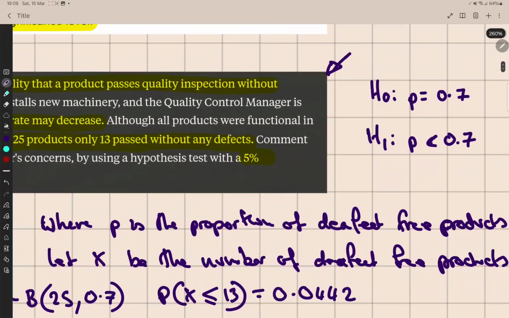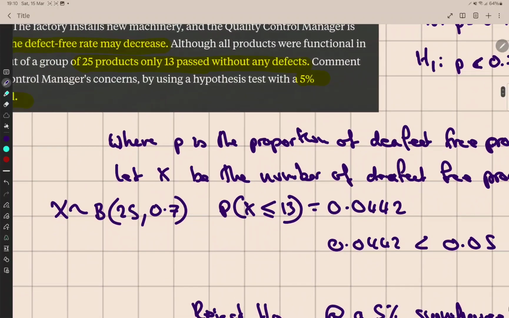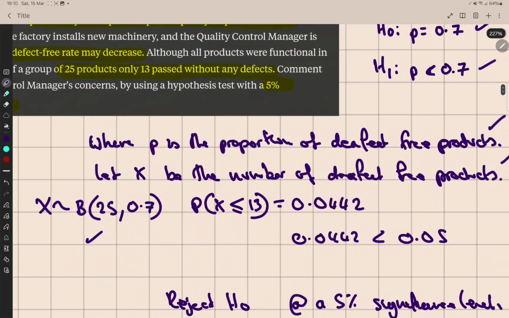I'll go further and state, for this example, where p is the proportion of defect-free products, and I'll let X be the number of defect-free products as part of my test statistics. So I will hopefully have that sorted, these two, just to cover myself. Then I'll outline my distribution. So my X, being my discrete random variable, the number of defect-free products, is distributed binomially with 25 trials and a probability of success of 0.7.